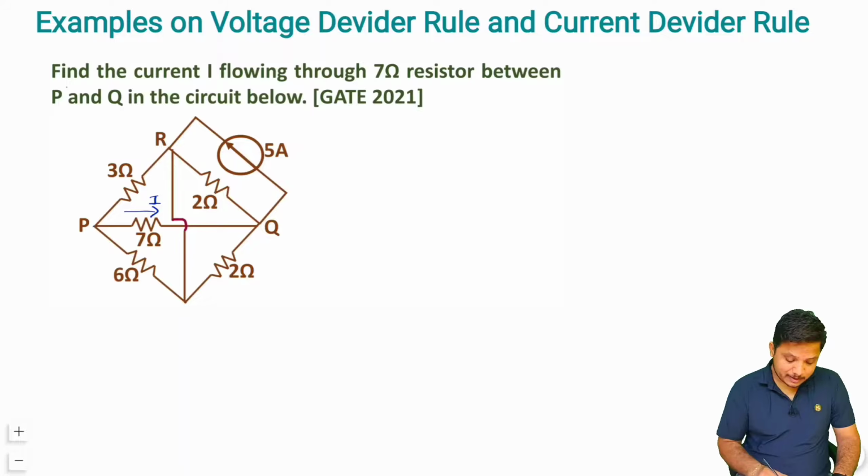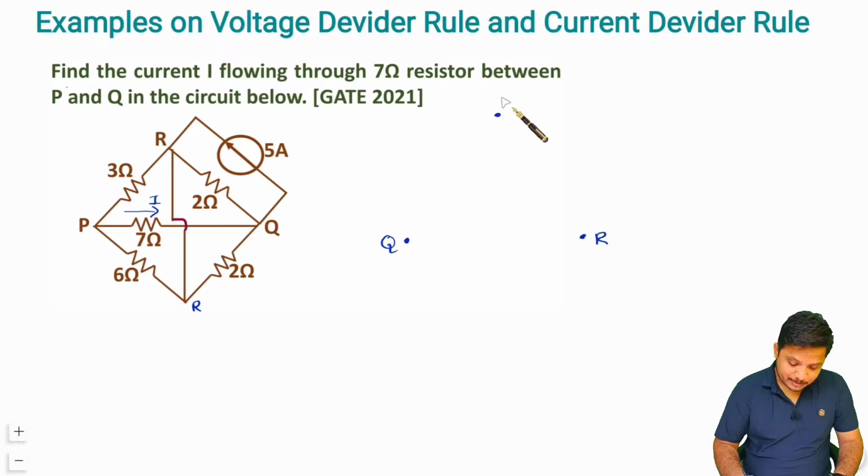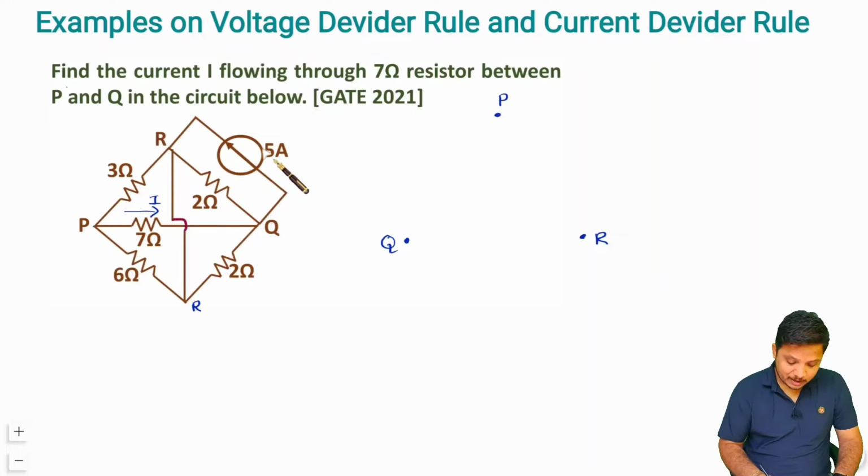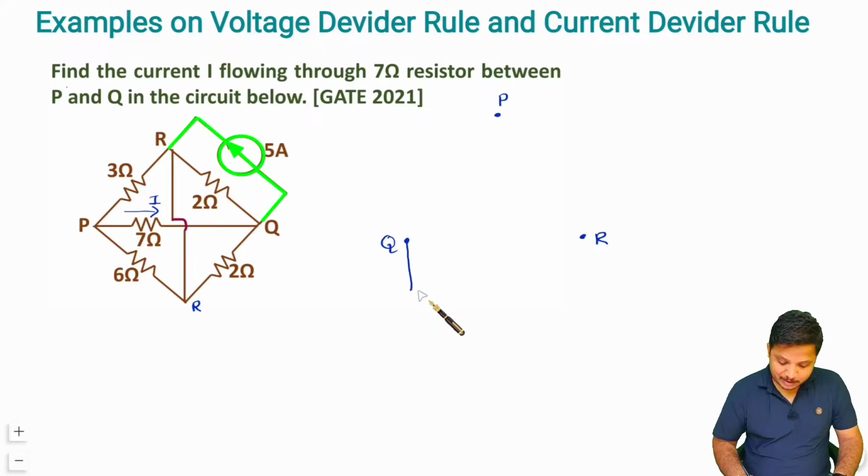There are two points P and Q as well as one point R, and this terminal is shorted over here. So here we have terminal R. I'll connect this circuit over here. Let us say we have the Q point over here, the R point over here, and the P point that I am placing over here. Now between Q and R, a 5 ampere current source is there. So between Q and R, let me connect a 5 ampere source.